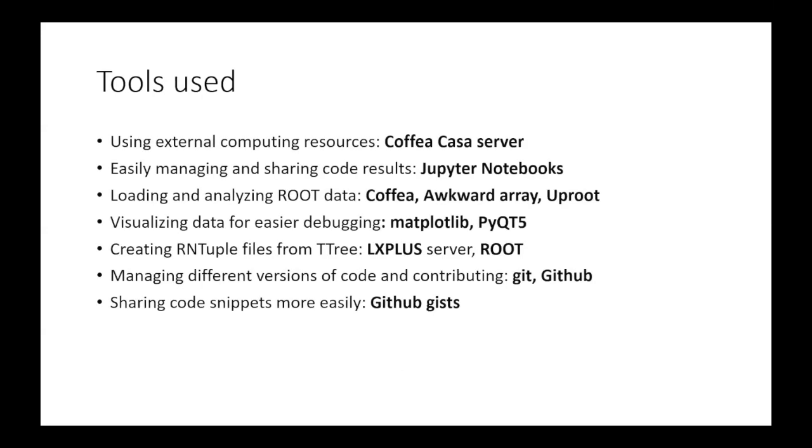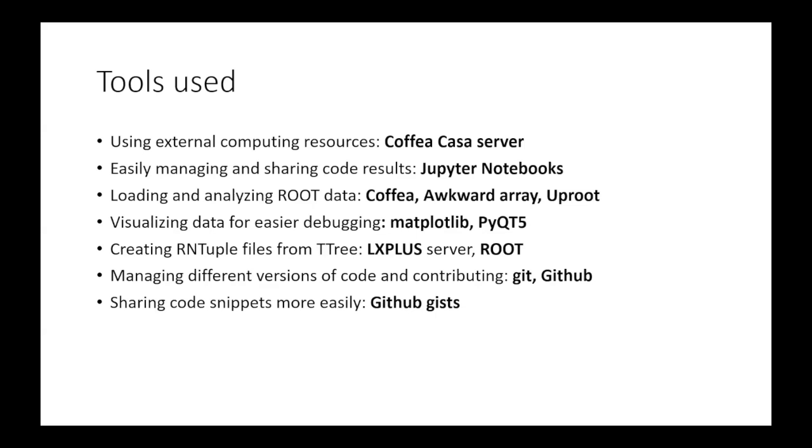Here are some tools used which helped me a lot. Firstly, it was the Coffea-Casa server, which helped me use external resources. I didn't have to use my own computer resources. There were computer clusters for that. And it also helped a lot while trying to make Dask work because Dask needs clusters of computers and I need to use remote servers for that. Then Jupyter Notebooks helped me to easily manage and share code.